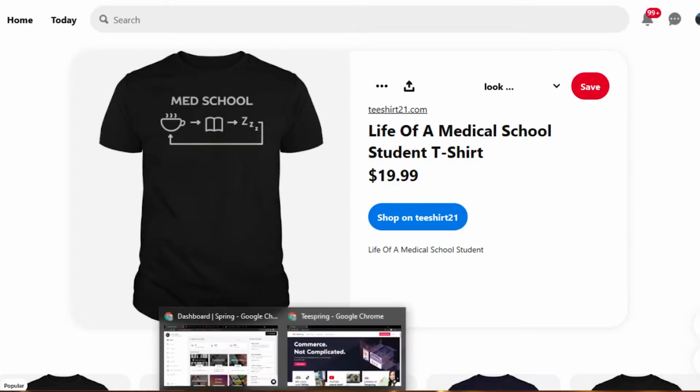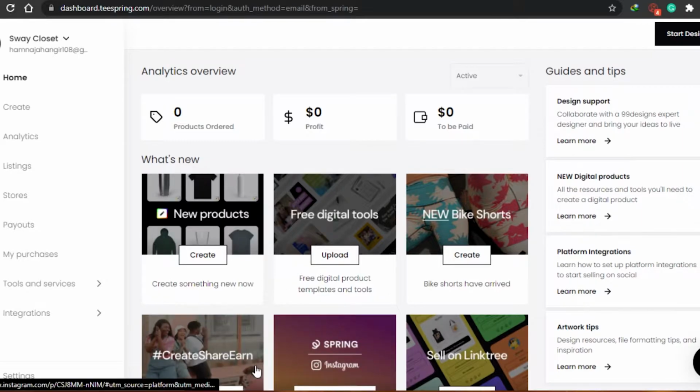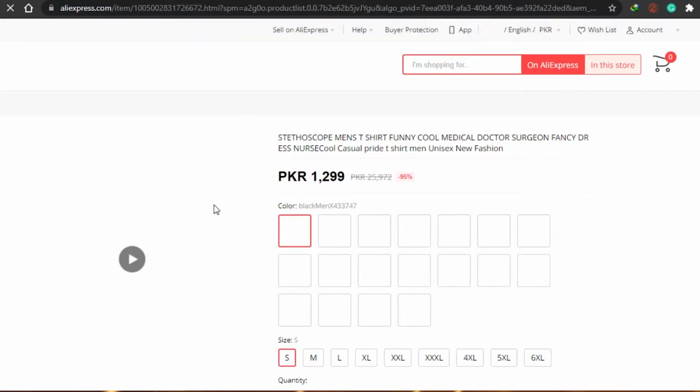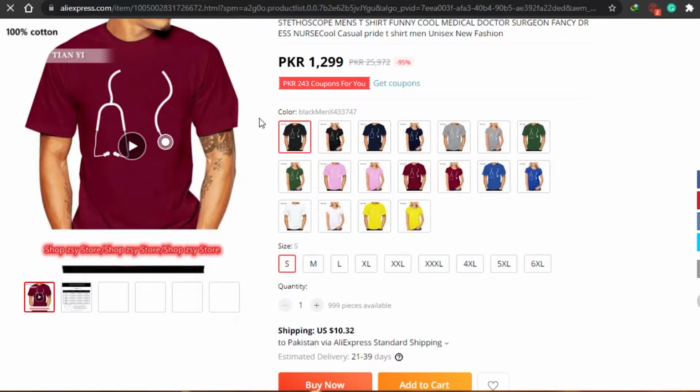Now I know what designs are going to sell, or I can actually go ahead and simply go to AliExpress and check out the designs. For example, again, I will type medical student t-shirts or anything, whatever design you have in mind. Go ahead and find inspiration for that. For example, I have this very nice stethoscope design t-shirt right here. So I will just simply go ahead and check out the design and I can save it.